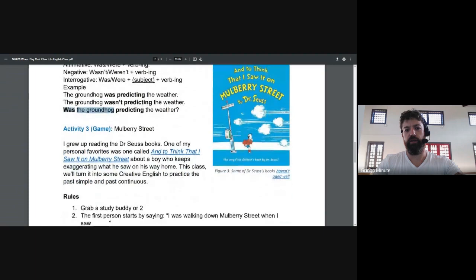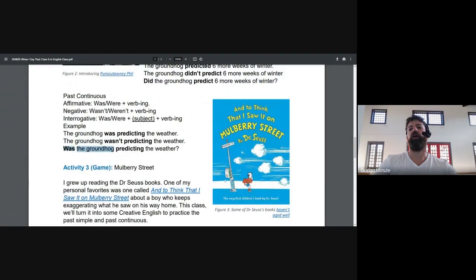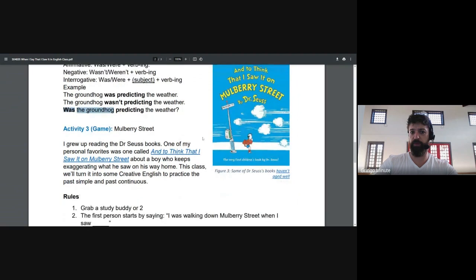Now we're going to be playing a little game. It's called Mulberry Street. I was a big Dr. Seuss fan when I was a kid, and this is Dr. Seuss's first book. It's about a little boy. His name is Marco, and his father says, pay attention on your way home. If it was today, he'd say, get off your phone. But he tells Marco to pay attention, to keep his head up, to see what happens on his way home.